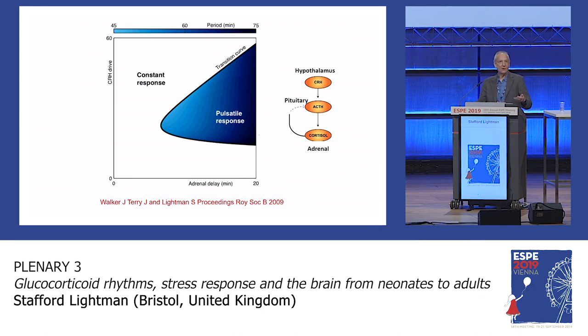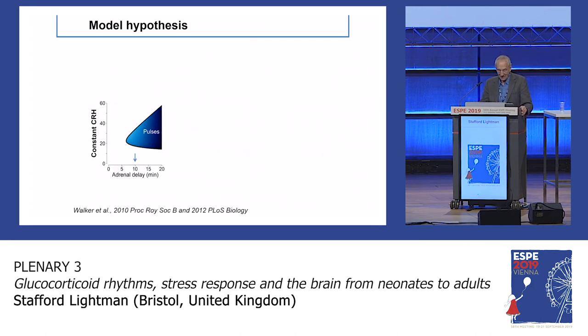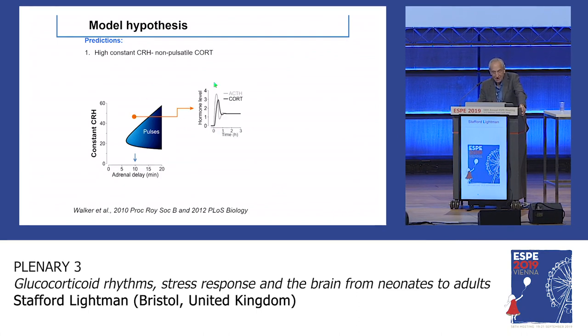Now, there's no point doing these mathematical models unless you can actually test them. So let me just remind you what our hypothesis is. If we have high constant levels of CRH, in this area here, we'd expect a large increase of ACTH and cortisol, and then it basically to flatten out. If we have an intermediate level of constant CRH here, which is within this blue zone, we would have these oscillations of ACTH, which would continue. So that's what we predict.